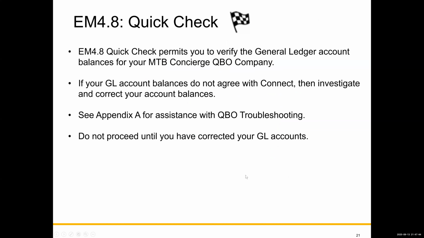Now, when you get to EM 4.8, there's a quick check. This quick check permits you to verify the general ledger account balances for your Mookie company. If your GL account balances do not agree with Connect, then investigate and correct your account balances. And I can help you with that. I have a lot of resources, so if you can't figure it out, just let me know and I'll help you out.